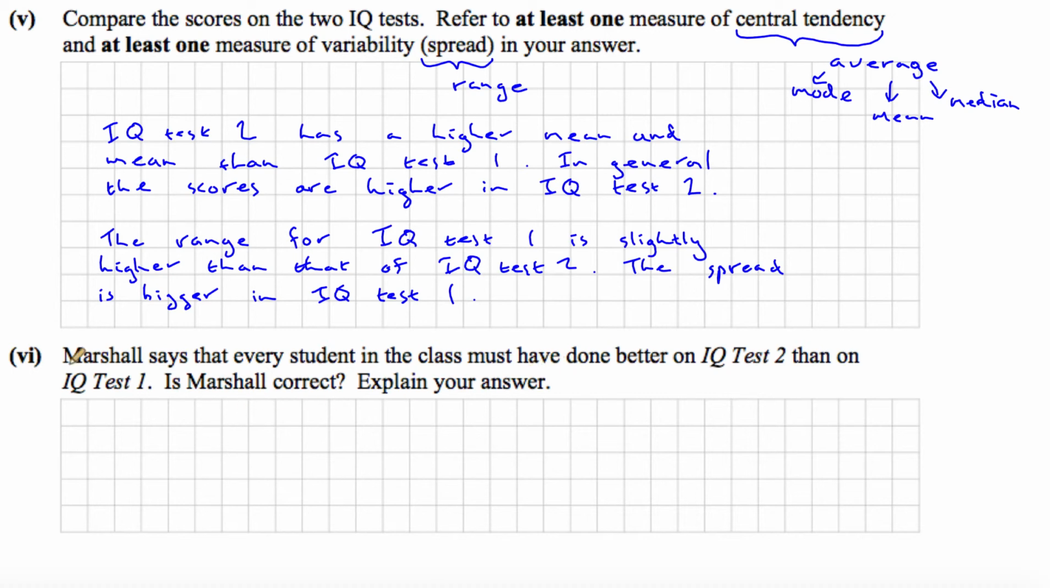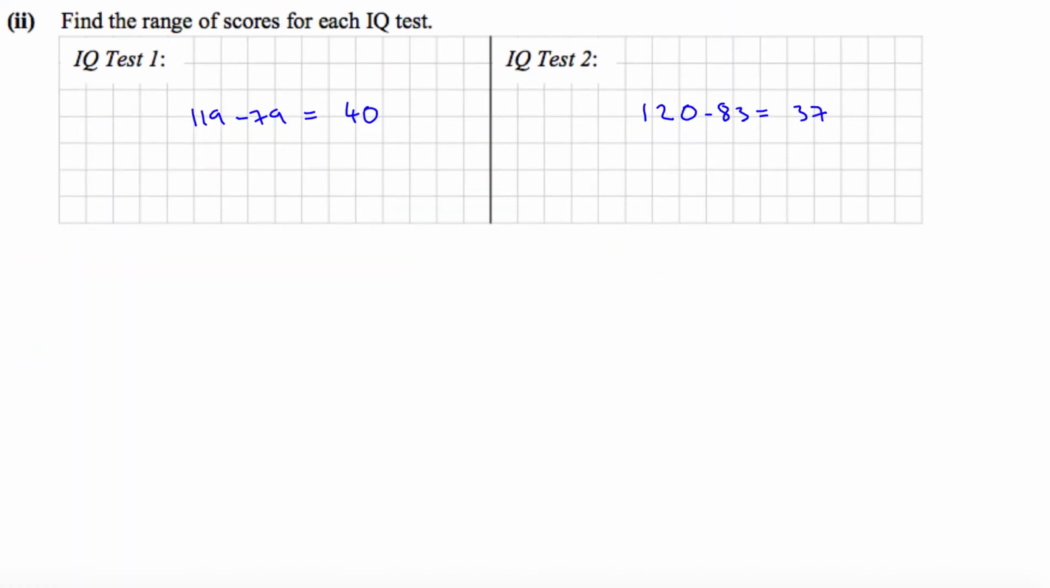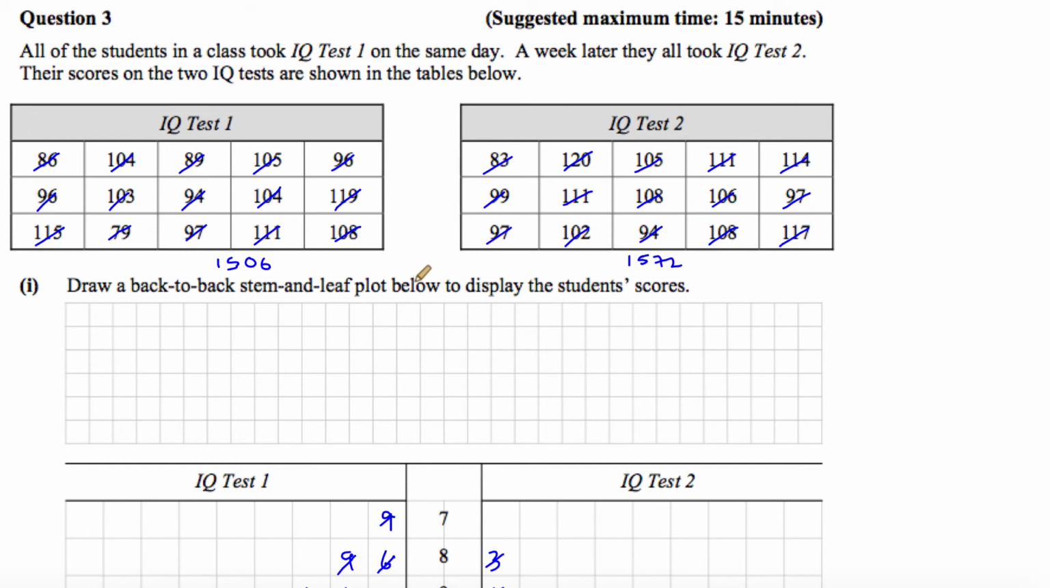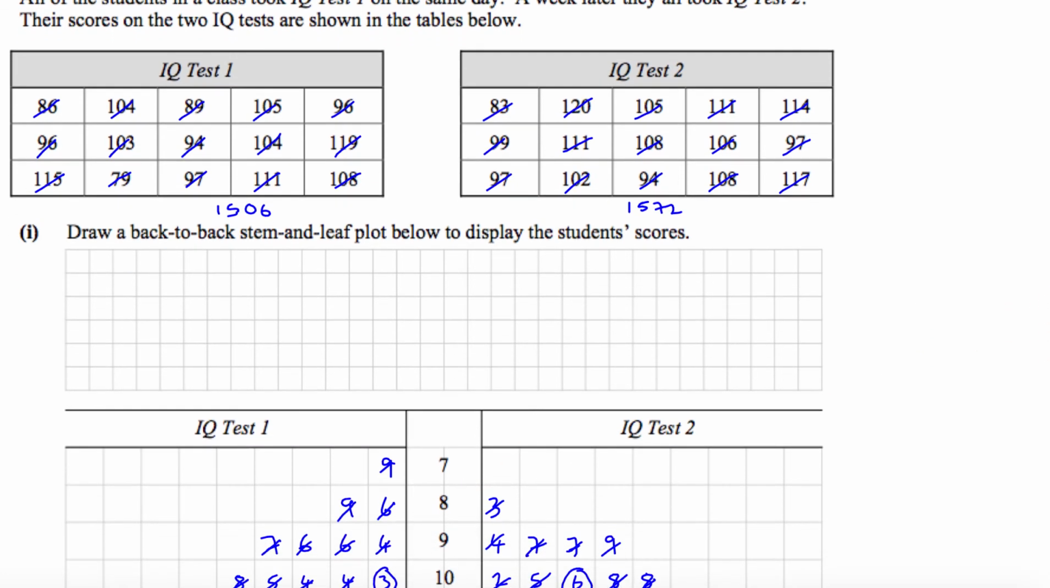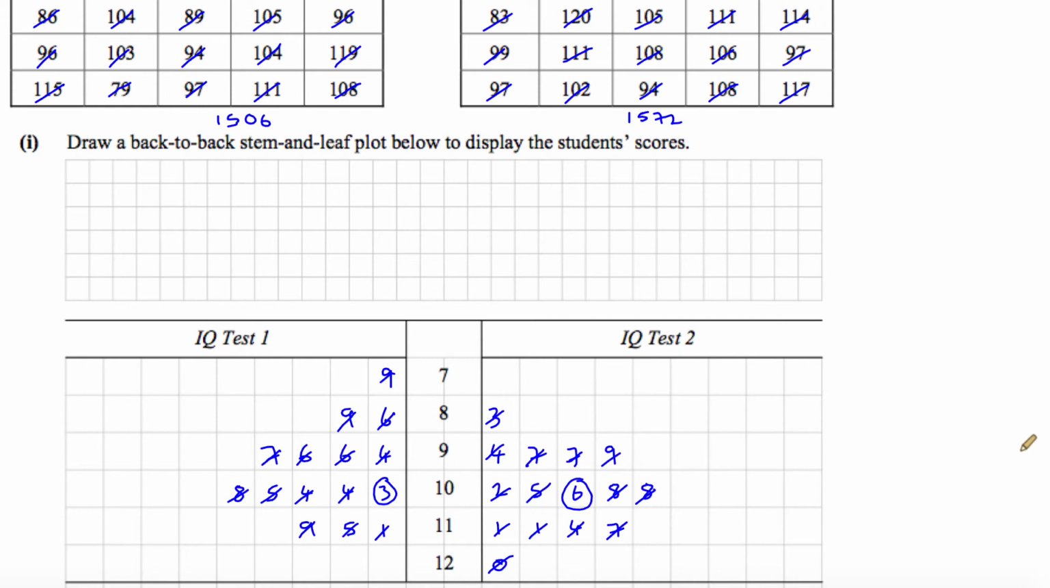Okay, finally, part 6 says, Marshall says that every student in the class must have done better on IQ test 2 than on IQ test 1. Is Marshall correct? And explain your answer. Well, if we go back and look at the values here, we don't know that everybody did better in IQ test 2 than IQ test 1 because the lowest value of IQ test 2 was 83 and the highest value in IQ test 1 is 119.